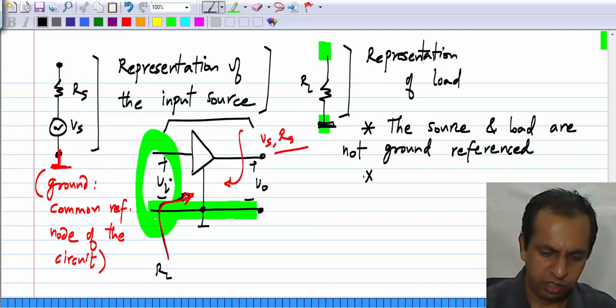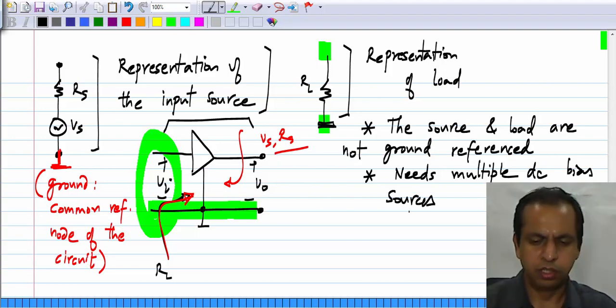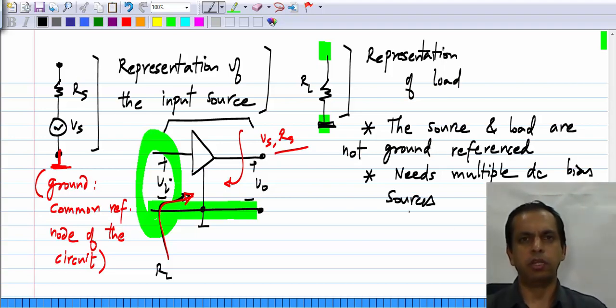And secondly, it also needs multiple DC bias sources, and this is again highly undesirable. You would like to have a single supply voltage source from which you derive all of the DC bias values that you want. So, we will see how to solve these problems in following lessons.